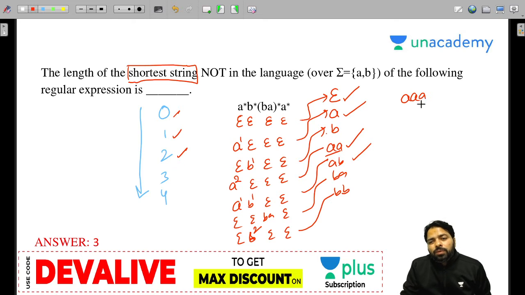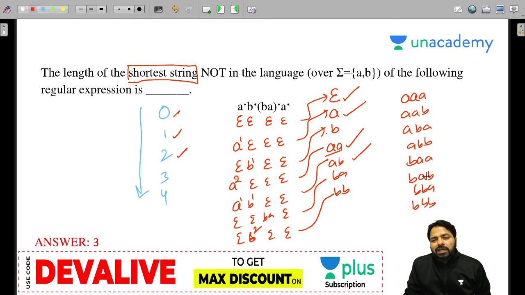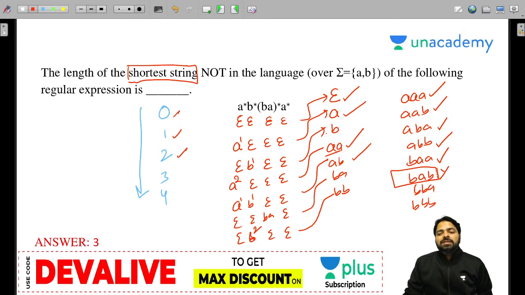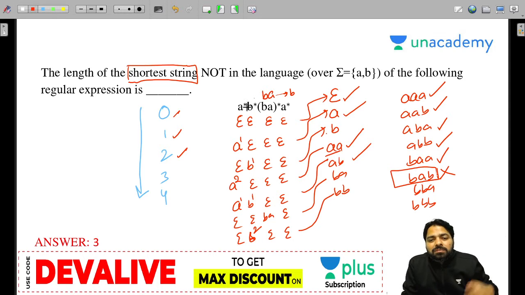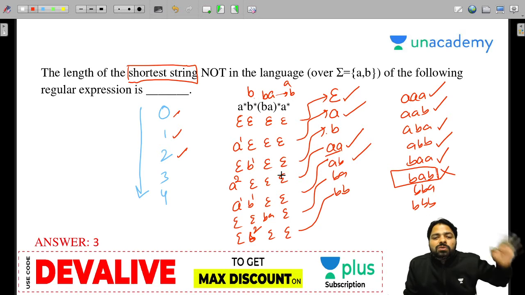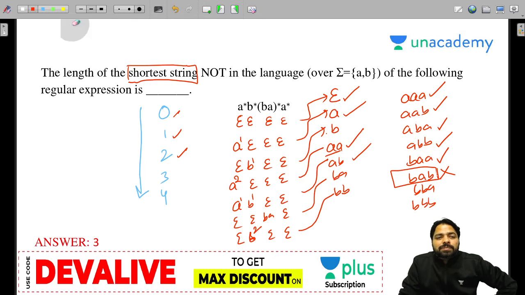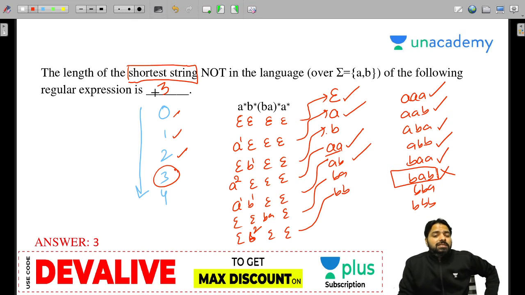For length 3, there are so many strings, guys, but in a simple way you can just try in sequence so that you will get it quickly. AAA exists because you can write A power 3 first. AAB, ABA also there. ABB is there. BAA is there. BAB, this is not there. This is the first such string, guys. You can try that. BA is here, but B is not possible because if you come back, A again comes. If you take B here, A is here. There is no other B. So if you try BAB from this expression, it's not there. So the first length 3 string that is not possible in this language is BAB.